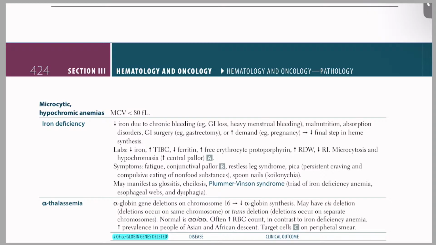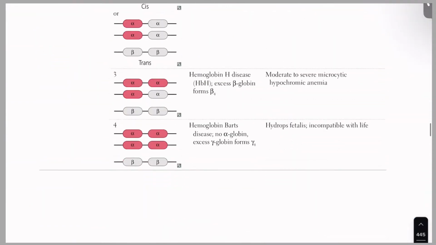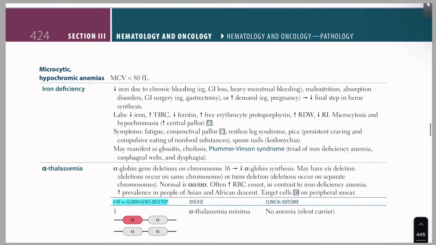Microcytosis and hypochromasia, increased central pallor, shown in image A. Symptoms: fatigue, conjunctival pallor, restless leg syndrome, pica, persistent craving and compulsive eating of non-food substances, spoon nails, koilonychia.